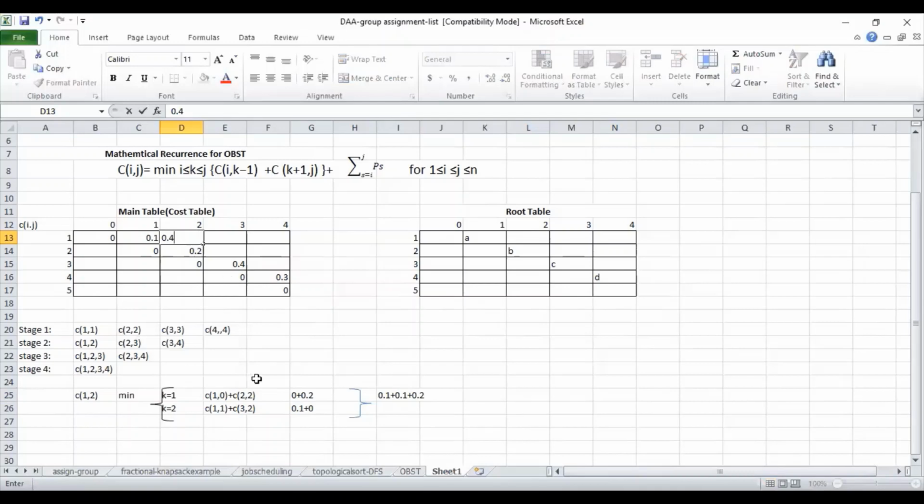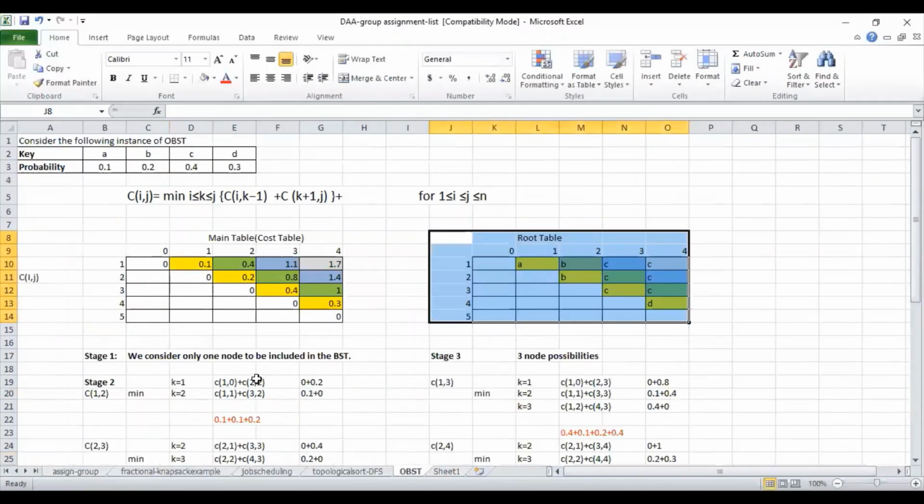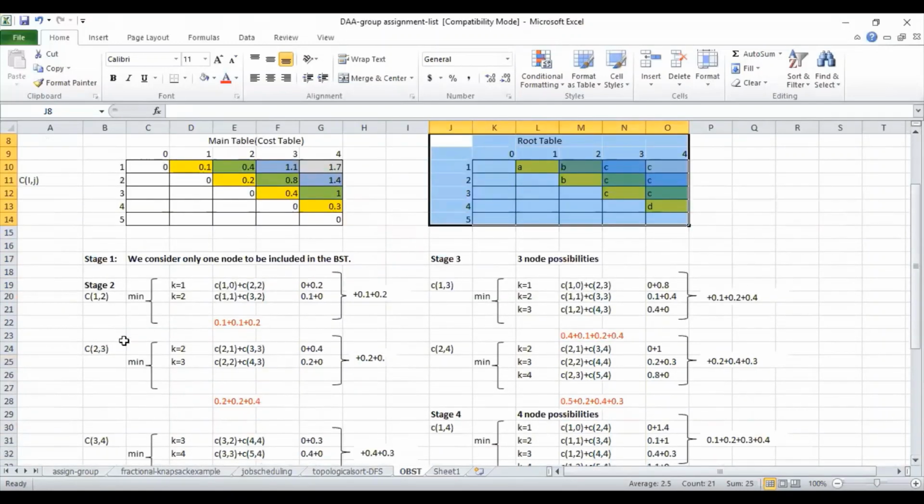So similarly, we would repeat the same for all the other entries. Let's assume the case C23. So we have entered this. Please see the colored cells here. These yellow colored cells indicate stage 1 solutions. So I have shown the same here. These yellow entries are stage 1 solutions.